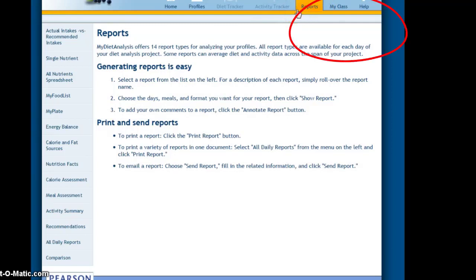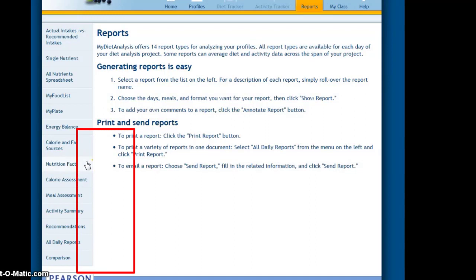One thing to note is that when you generate the reports, there are 14 reports generated using the profile data that you've provided. You don't need to include all 14 reports in your write-up. The primary reports that should be included, there are 5 of them. The first is the nutritional facts report. The second is the calorie assessment report, then the recommendations report, the comparisons report, and perhaps another one such as my plate or an activity summary report.